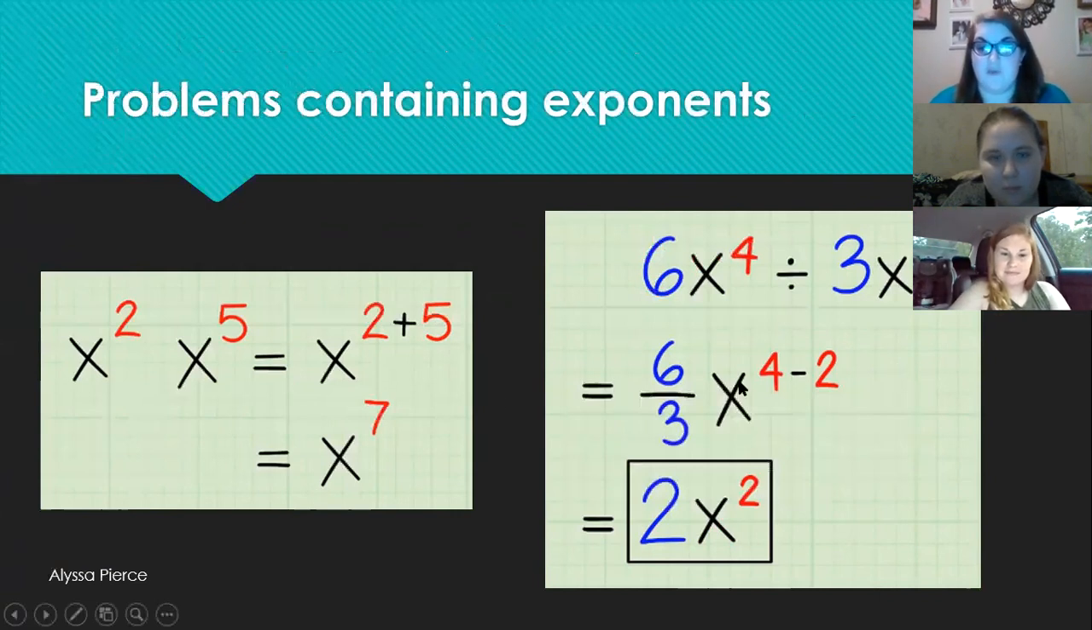So for division, we have 6x to the 4th power divided by 3x squared. You divide the 6 by the 3 because you have like bases, so that's allowed. So you'll get 2. And then you have x to the 4th power minus the 2 right there, because for division you subtract, you don't add. So your final answer is going to be 2x squared.